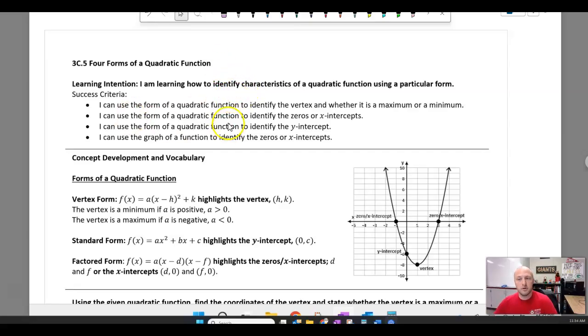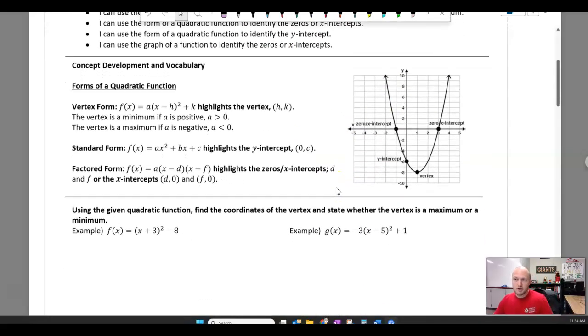And you can use the form of the quadratic function to identify zeros or x-intercepts as well as y-intercepts. And then additionally, if you can do that from a form, hopefully you should be able to do it visually through a graph of a quadratic function. So let's go ahead and refresh your memory on what a quadratic function is.